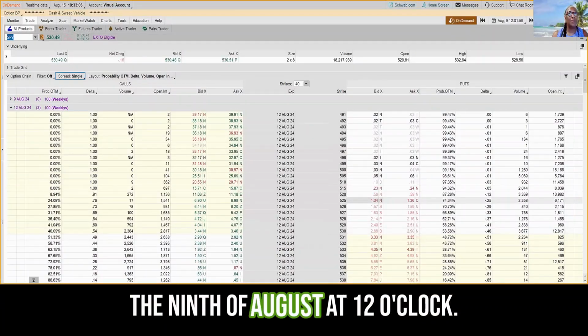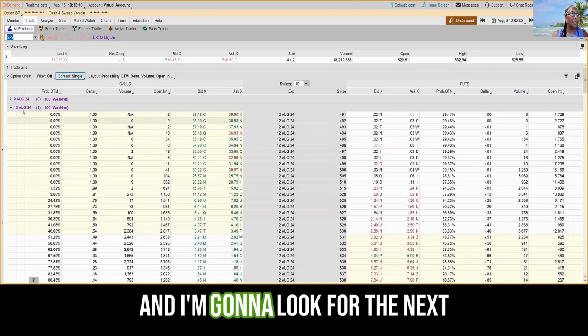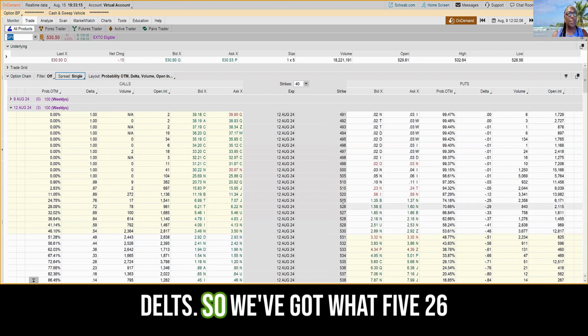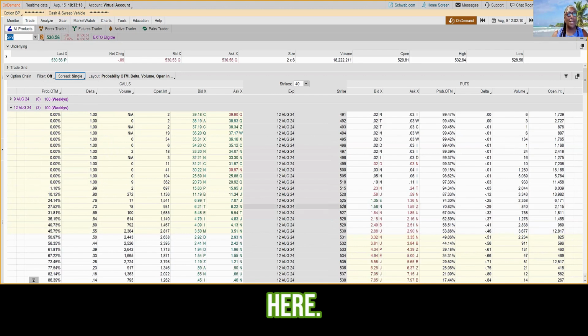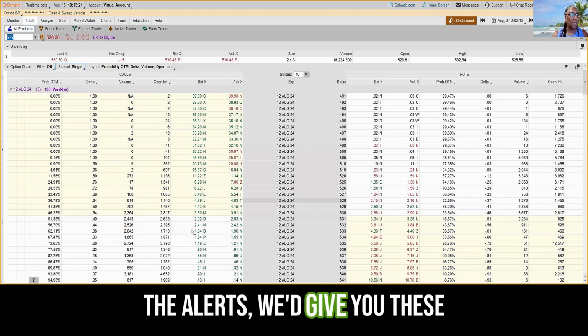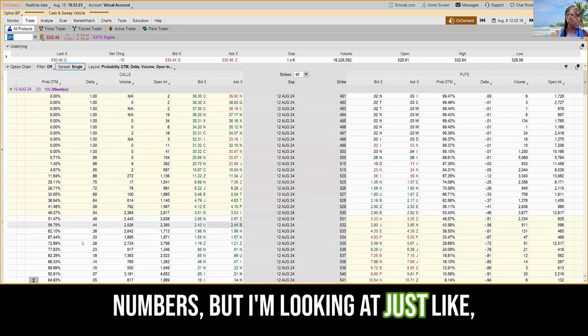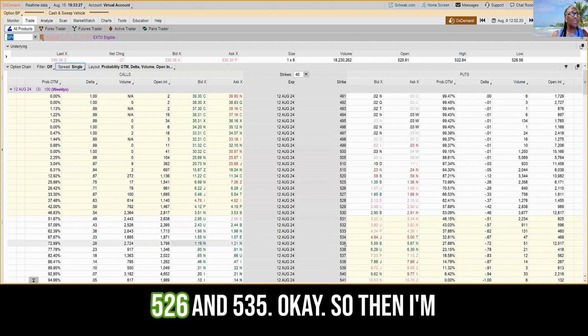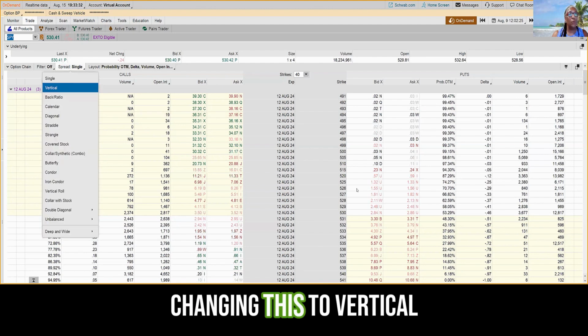We're on the 9th of August at 12 o'clock, and I'm going to look for the next day's expiration, looking for the 30 delta. So we've got 526 here. This is what the Peak Bot, if you had the alerts, would give you these numbers, but I'm looking at how we find them. We did this the other day on our call. 526 and 535. Okay. So then I'm changing this to vertical.